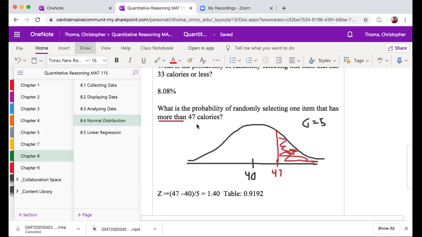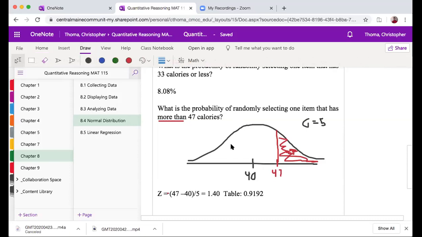So go back to my draw. So this is 0.9192. So therefore this is what? 0.0808.